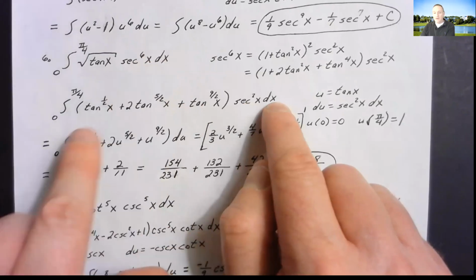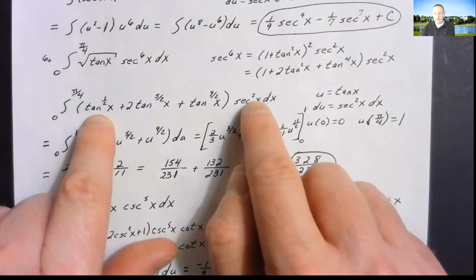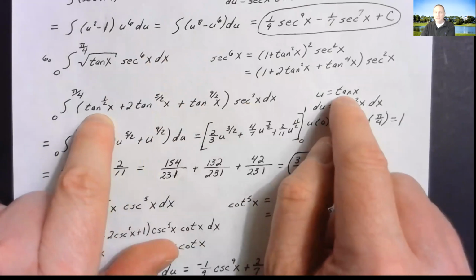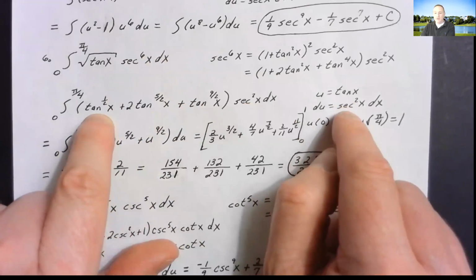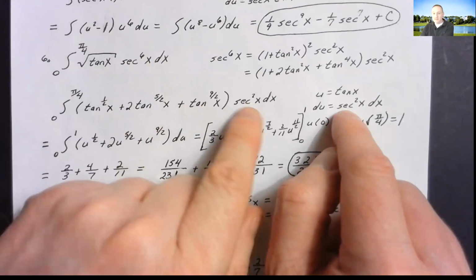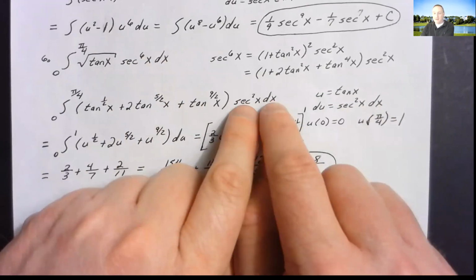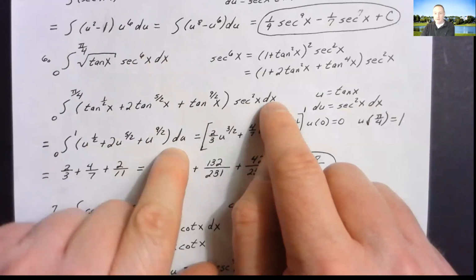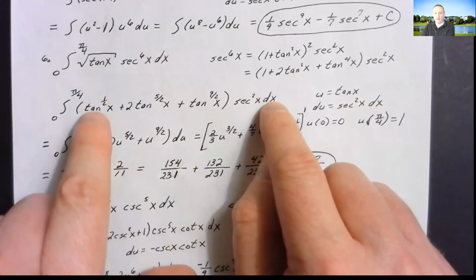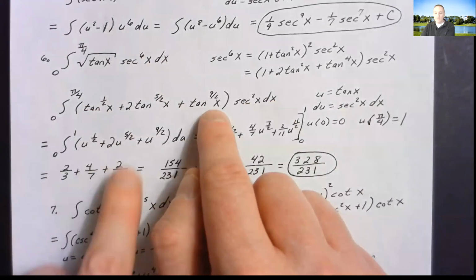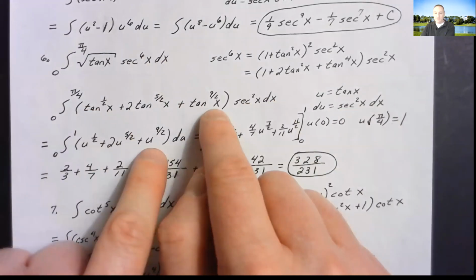So now I can say the whole reason for leaving that secant squared out there like that is I'm going to do a u substitution. Let's let u equal the tangent of x. du is going to be secant squared x dx. So I know that that du is going to take the place of the secant squared x dx. I can rewrite this as u to the 1/2 plus 2u to the 5/2 plus u to the 9/2.